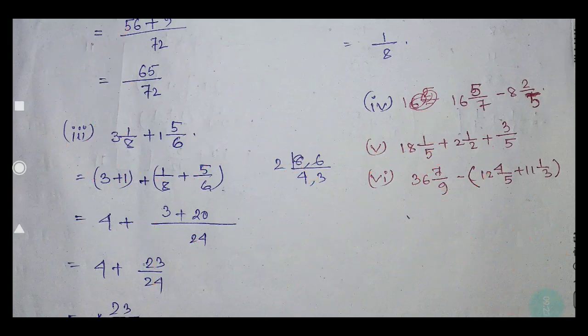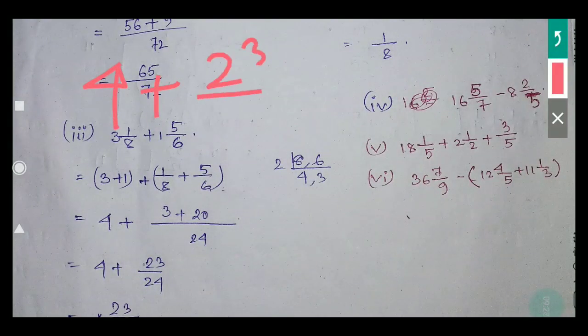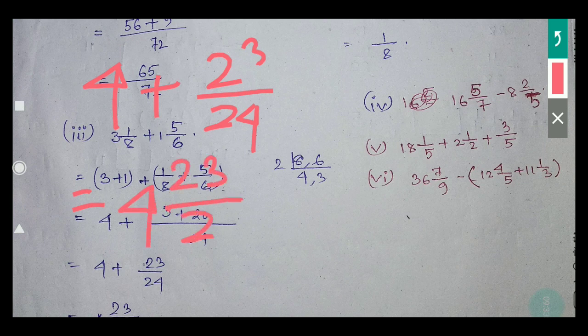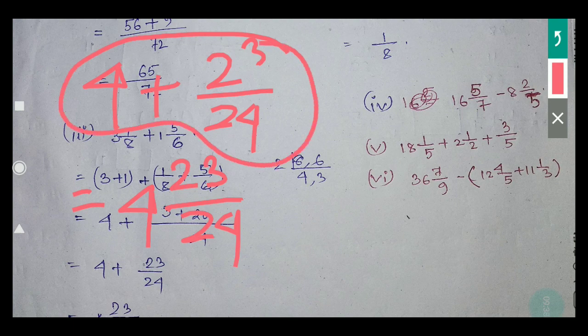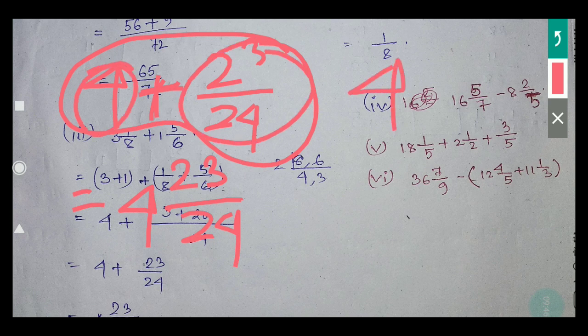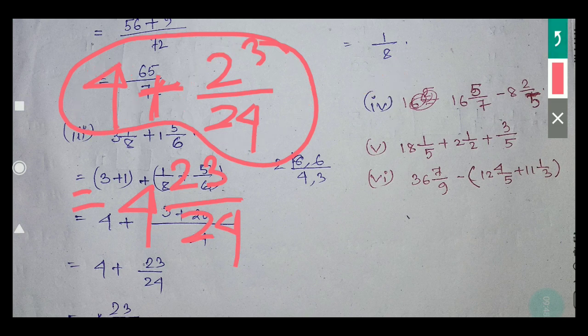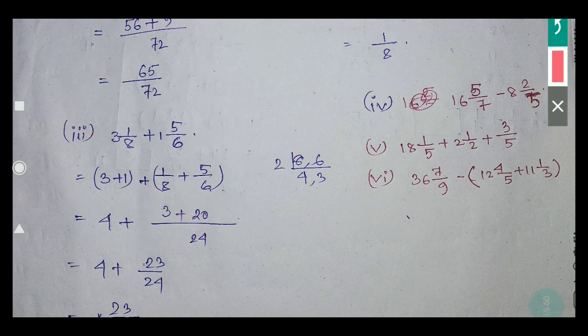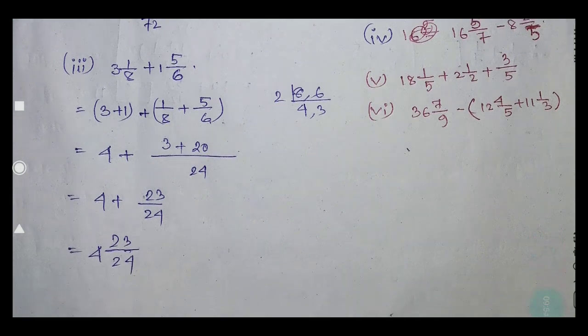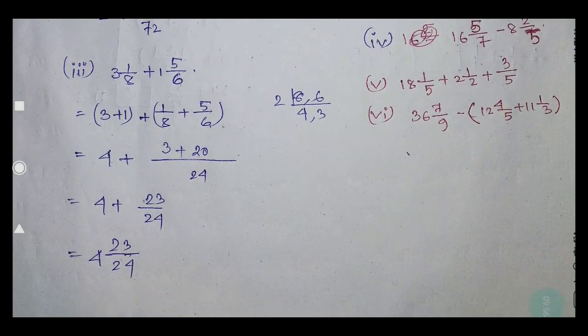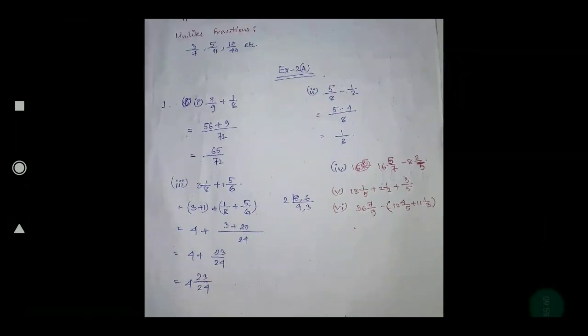So now 4 plus 23 by 24. Your final answer will be 4 23 by 24. If in any case a number is given like this, 4 plus 23 by 24, that means addition of one whole number and one fraction, then you can remove the addition and simply write it in the mixed fractional form, then it is correct. See, 4 23 by 24. Similarly, all these 4, 5, 6 numbers you have to do by yourself.